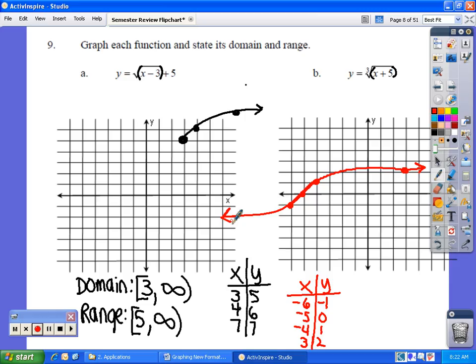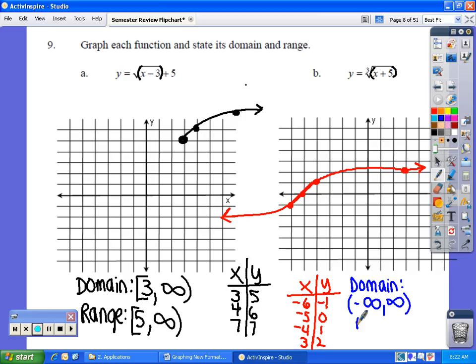If you notice, we have arrows going in both directions. So because those arrows are going in both directions, our domain goes all the way to the left and all the way to the right. So we say that our domain goes from negative infinity to positive infinity. There are no stopping points because of those arrows.